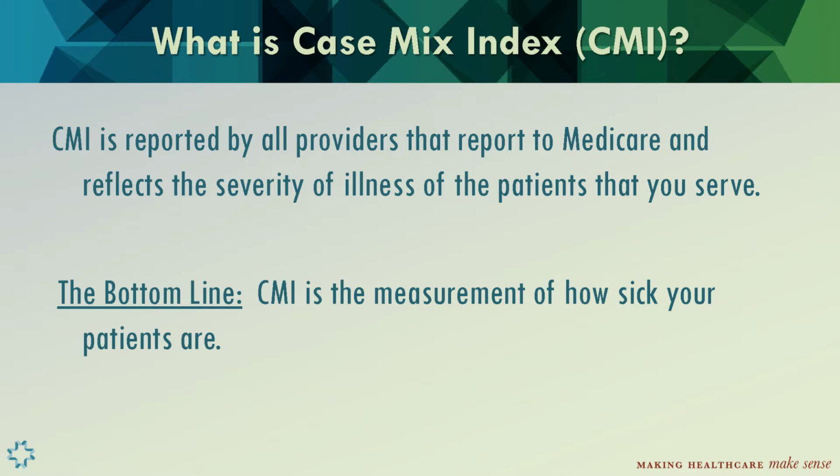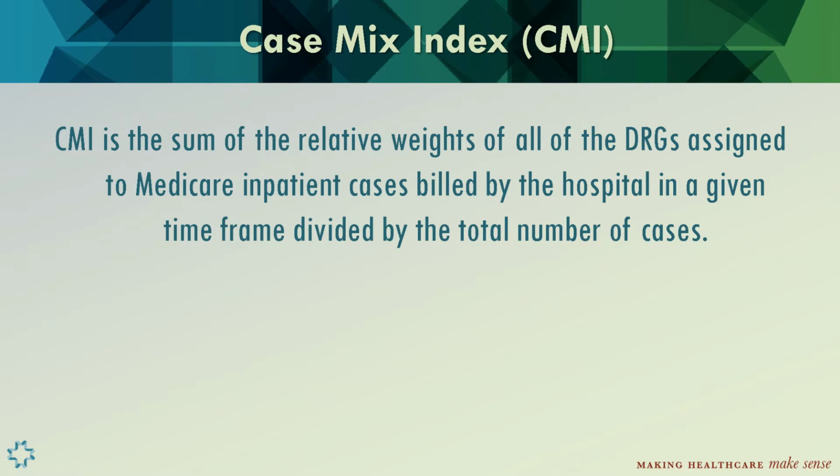You may be surprised to know that many of the things that impact CMI have nothing to do with coding. The technical definition of CMI is the sum of the relative weights of all the DRGs assigned to Medicare inpatient cases billed by the hospital in a given time frame divided by the total number of cases. The calculation is similar to calculating the grade point average of a student. For example, someone who makes straight A's has a 4.0 average. It is important to note that CMI is calculated from the information billed on the UB.